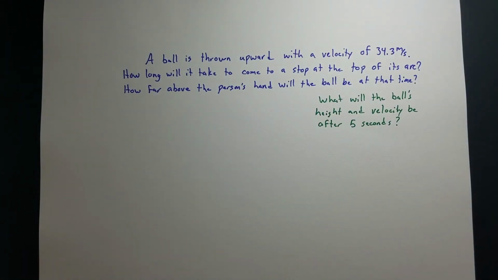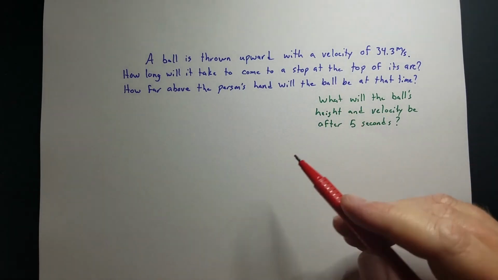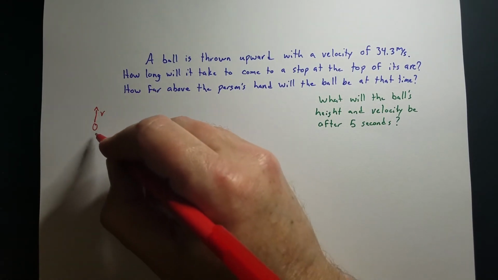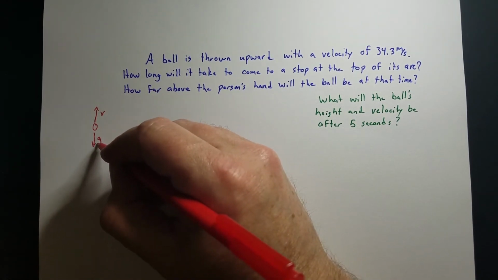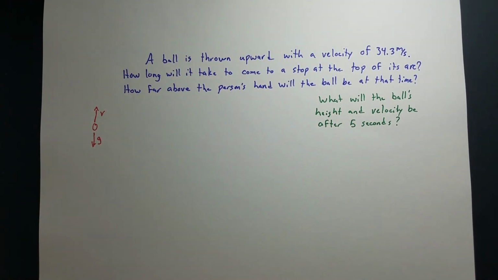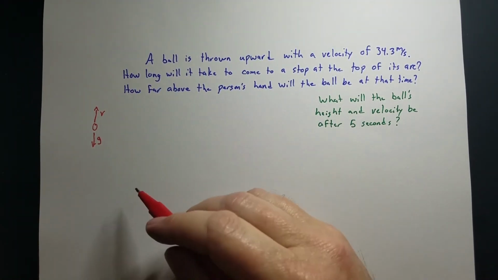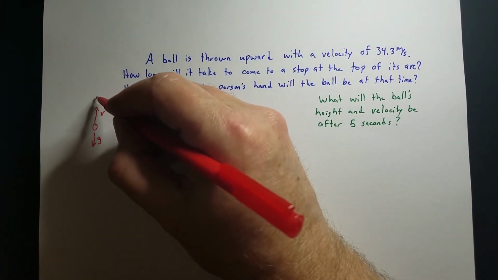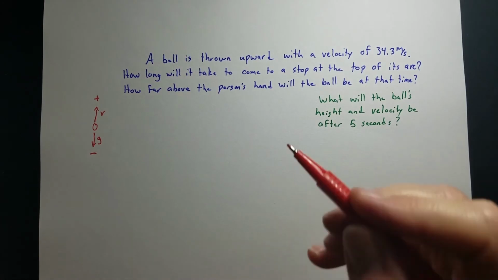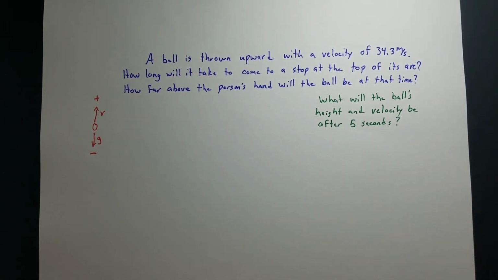Let's try one that's a little bit more elaborate. We got a ball thrown upward. Okay, now things are going to go in different directions because we're going to have the ball thrown upward, but gravity is acting downward. So we got two things working in opposite directions.